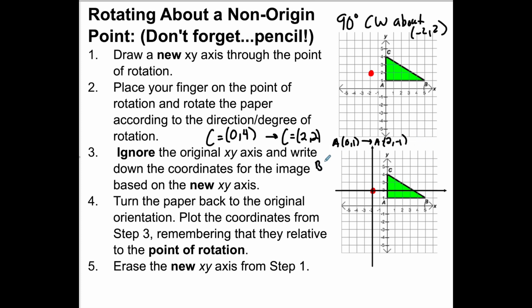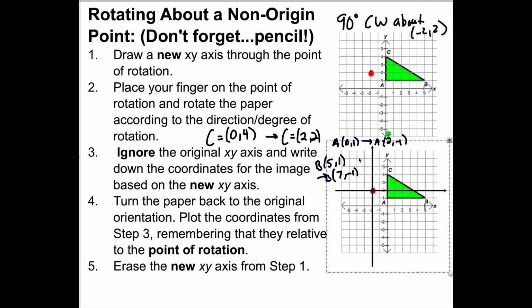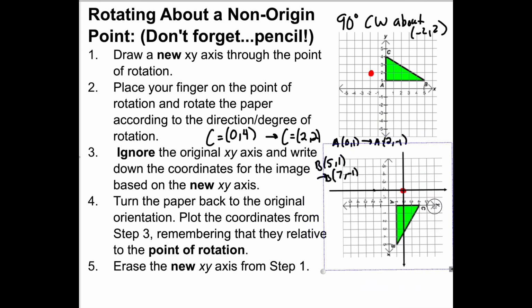And B was originally at (5, 1), but now relative to this point of rotation it's at (7, -1), because it's 7 to the right and 1 down. So that's where it gets tricky. But here's the thing. We're now going to take our point, put our finger on this new point, this point of rotation, and we're going to turn our paper 90 degrees, in this case, because we rotated 90 degrees clockwise about that point of rotation.